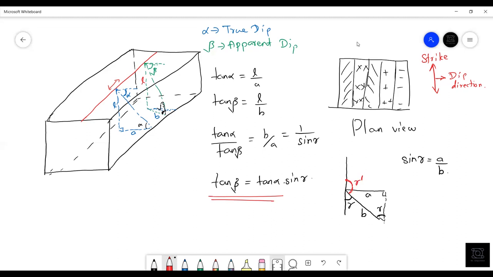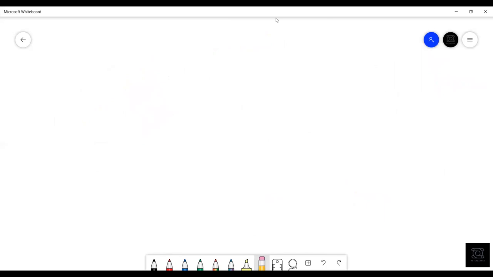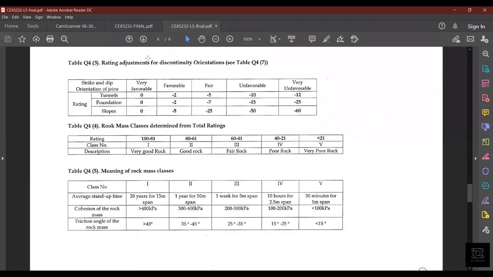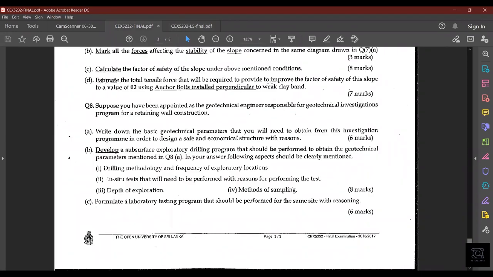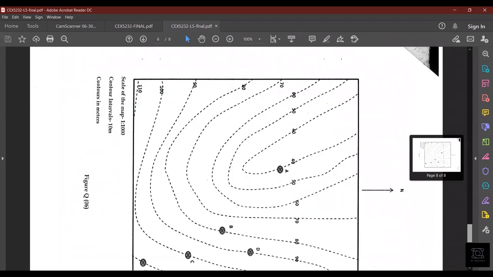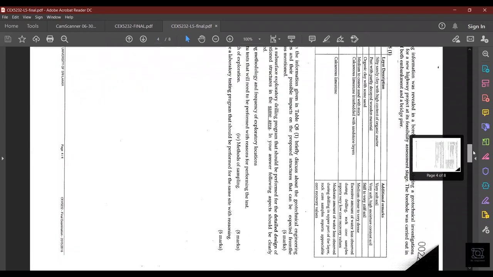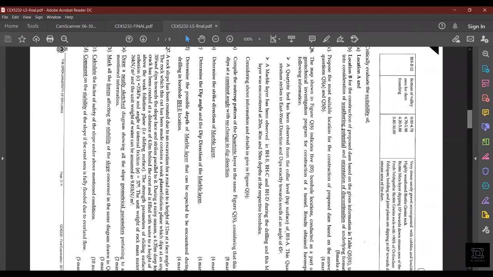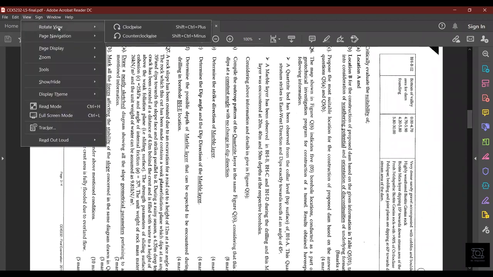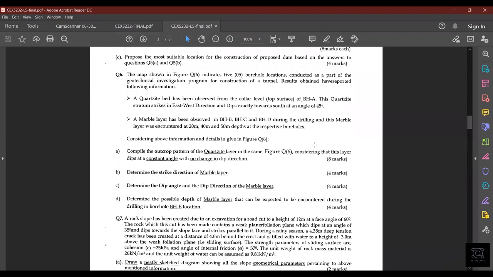The next question is pretty much based on one of our laboratory sessions. I'll quickly discuss that so that we can recollect our laboratory practical, and we'll move to the next part. So here, in this 2016-17 paper, sorry about the orientation, I'll change it quickly. It's question number 6. So this is the question.